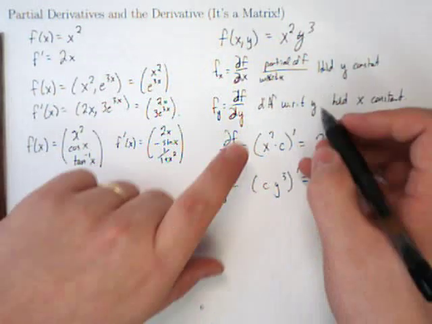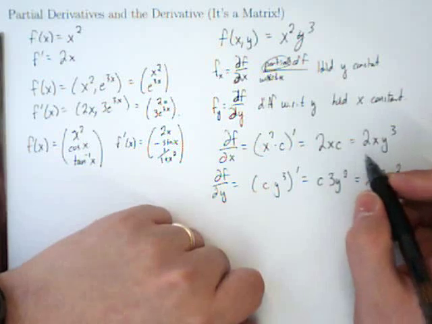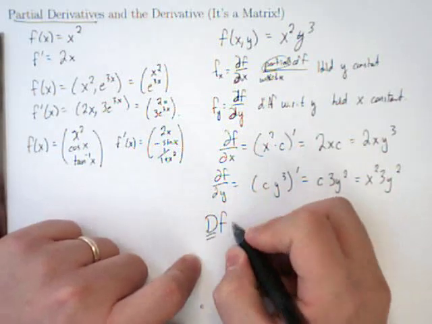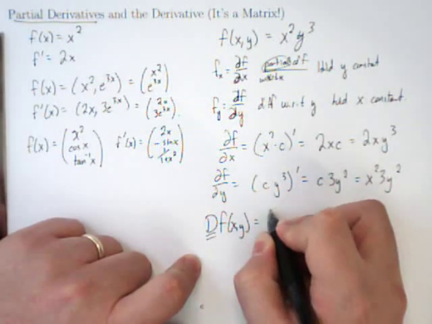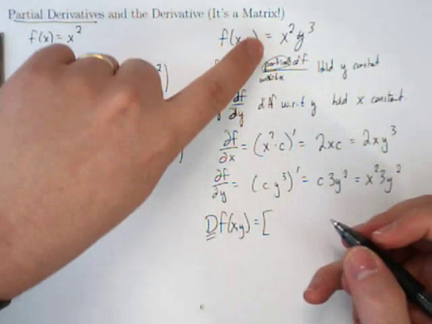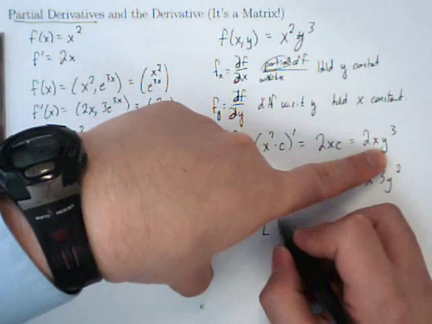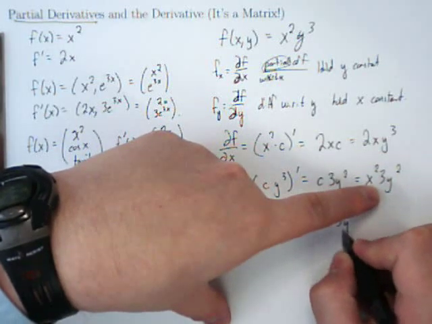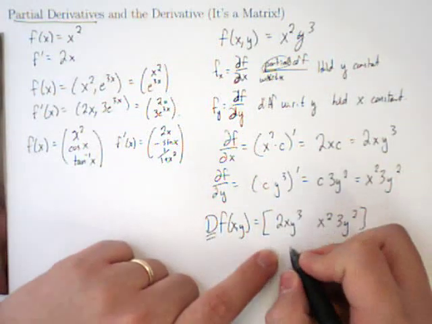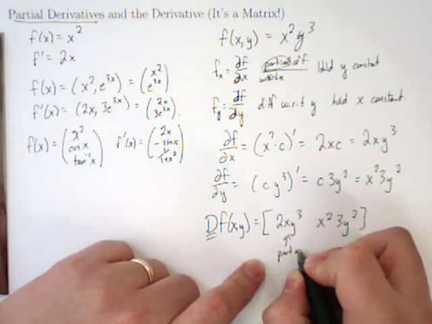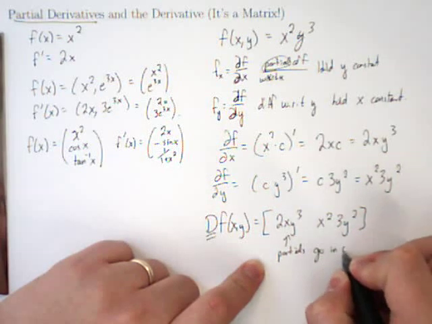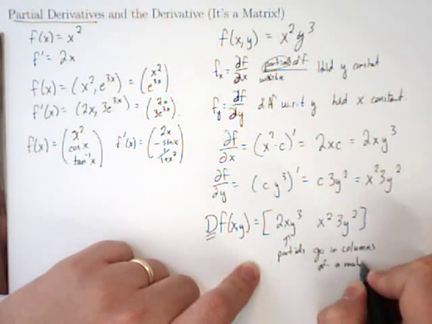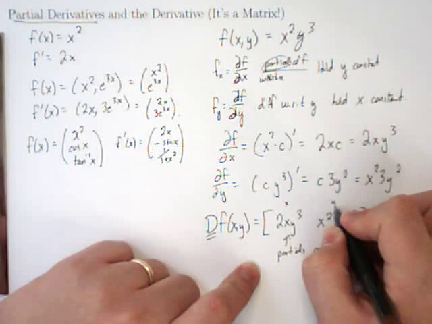So what is the derivative? These are called partial derivatives of f. They're partial derivatives. The derivative of f, often written with a big D, the derivative is you take the partials. So these partials, we had 2xy cubed, and we had an x squared, 3y squared. The partial derivatives form the columns. Partials go in columns of a matrix. So there's an x column and a y column.